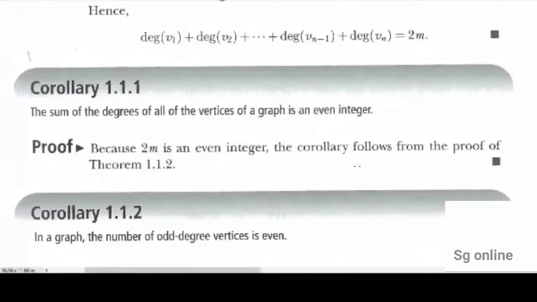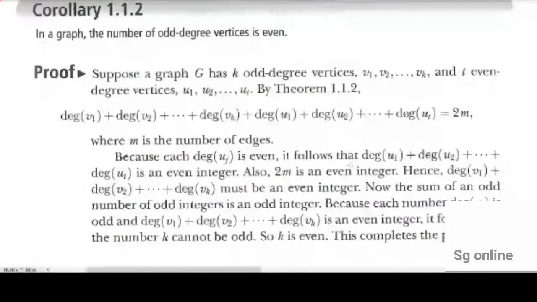So the remaining is the sum of odd degree vertices. So the sum of the odd degree vertices is even, and that says that the number of odd degree vertices is even. But the result is interesting. The proof is simple and very easy, trivial you can say, but the result is very important.